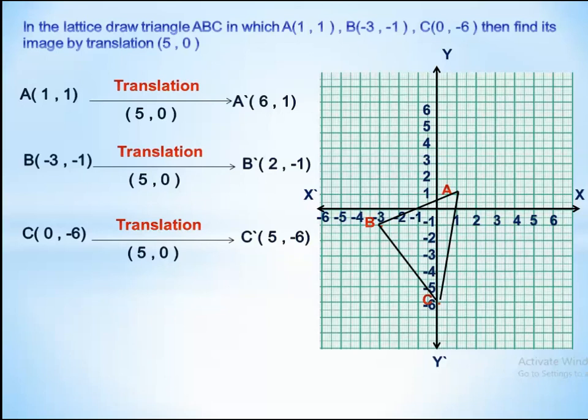Okay, let's draw the image. A dash is 6 and 1. This is point A dash. B dash is 2 and negative 1. C dash is 5 and negative 6. So let's join A dash, B dash, C dash. Okay, this is the image of triangle ABC. The image is A dash B dash C dash by translation 5 and 0.